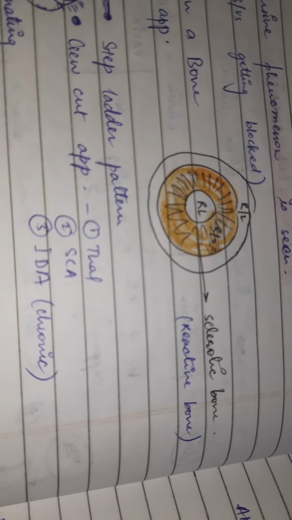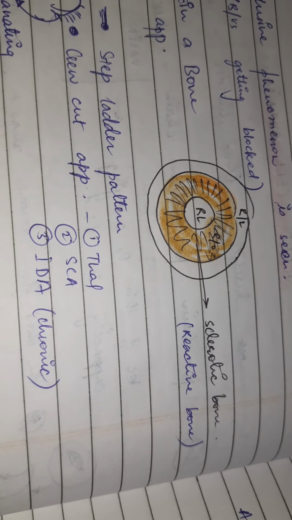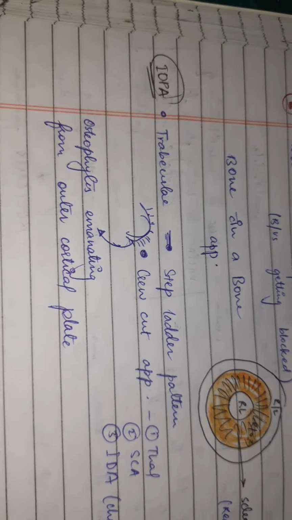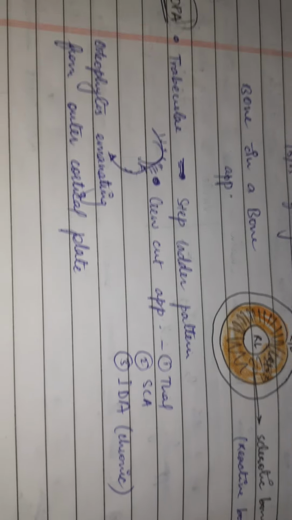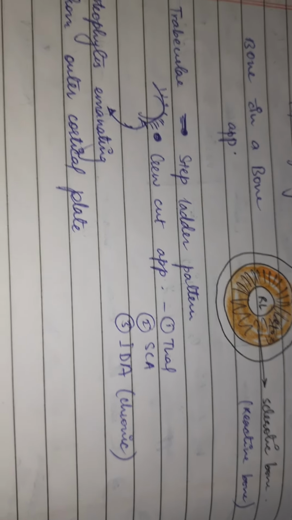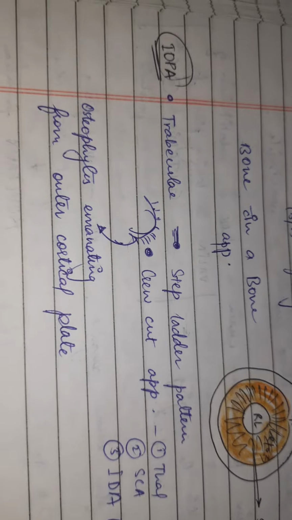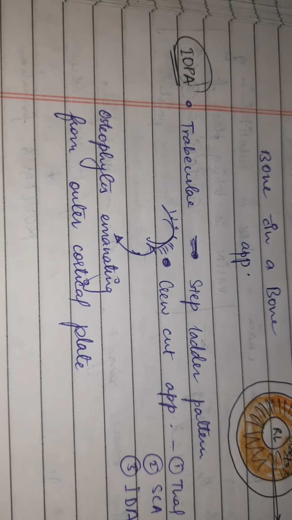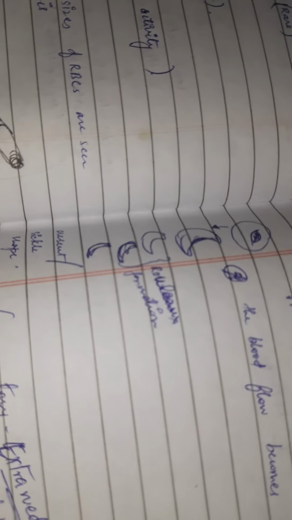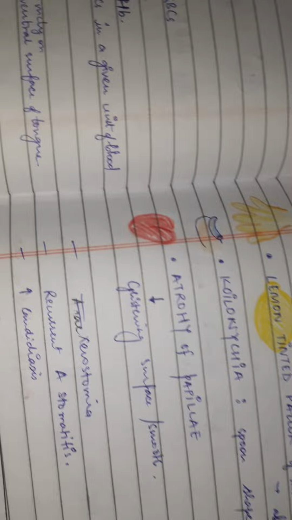Here sclerotic bone is present in between, and reactive bone. On IOPA, trabeculae in a step ladder pattern will show a crew-cut appearance. It is also seen in thalassemia, which we have studied, sickle cell anemia, and also in chronic iron deficiency anemia. The crew-cut appearance is seen in all three. Osteophytes emanating from the outer cortical plate give the crew-cut appearance. So radiographically it will give what?